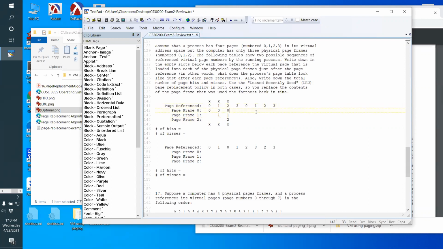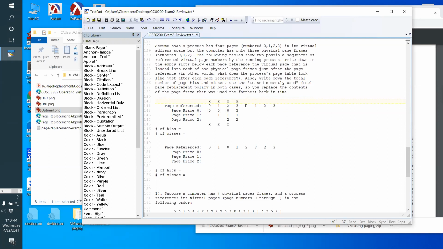So we're going to leave 1 in place, leave 2 in place, and bring in 3 on top of 0. Now, in a real example, 0 would be copied back out to the hard drive, and then 3 would be copied in its place. So this page would be copied to the hard drive. This page is getting copied into physical memory. Oh, and that was a page fault.